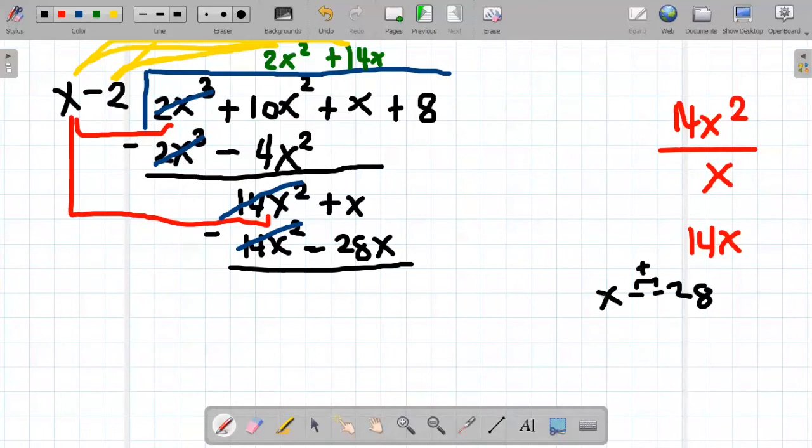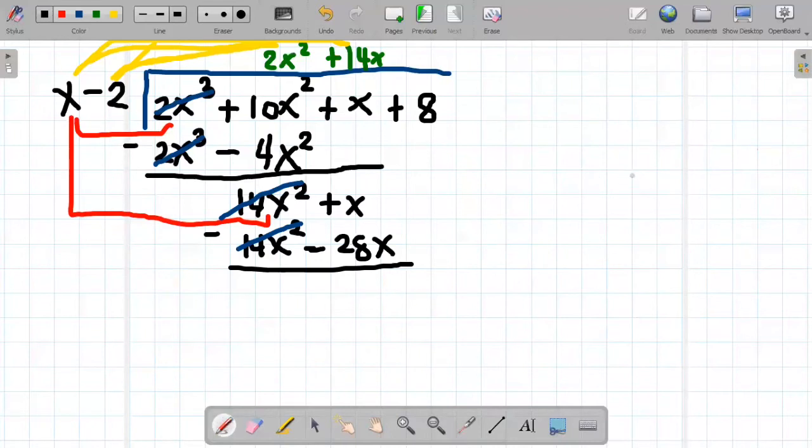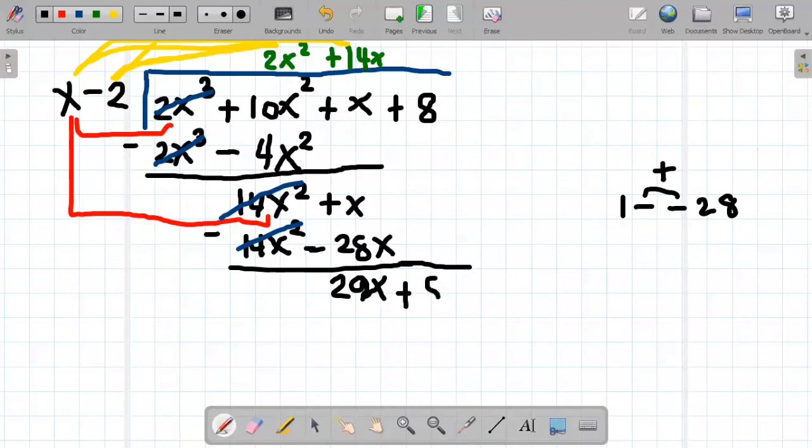That's positive x, so there's positive 1 there. And then minus negative 28x becomes plus. So 1 plus 28, the answer is 29x. And then we bring down positive 8. Now we have 29x plus 8.